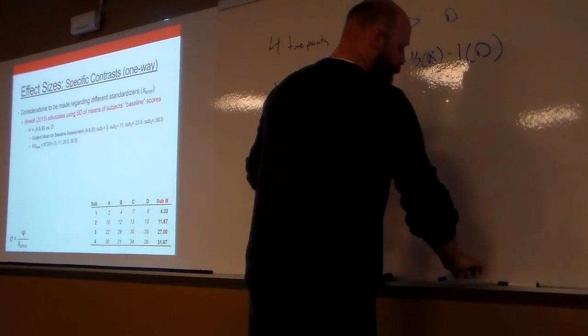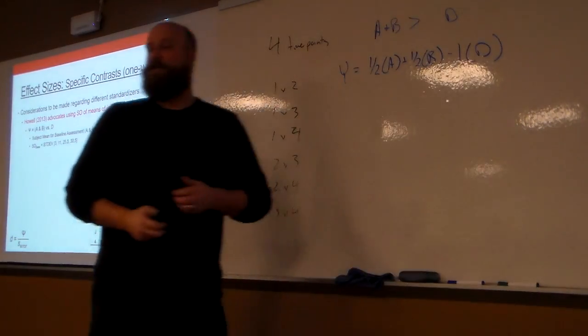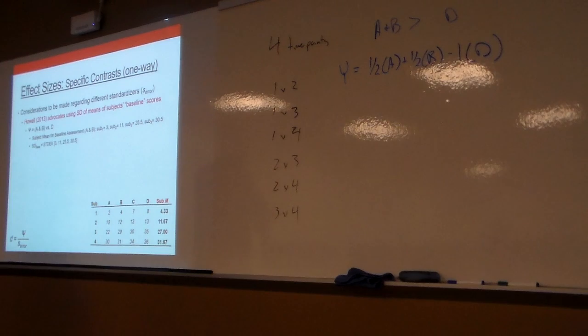Okay, so we're not including repeated assessment C in this example, right? We're saying essentially in this case that people's symptom scores at the final time point, D, will be less than their symptom scores at our initial two baseline sessions. Okay. Now we need to get some sort of standard deviation of baseline. What Howell advocates is using the standard deviation of the average baseline assessment.